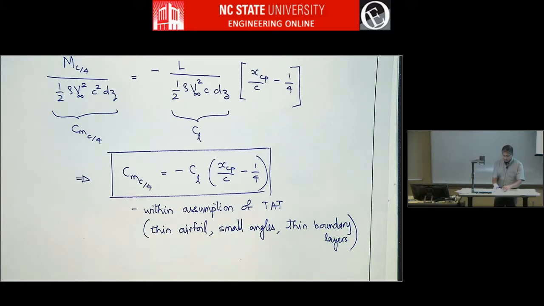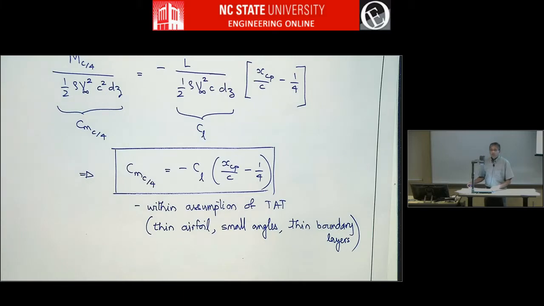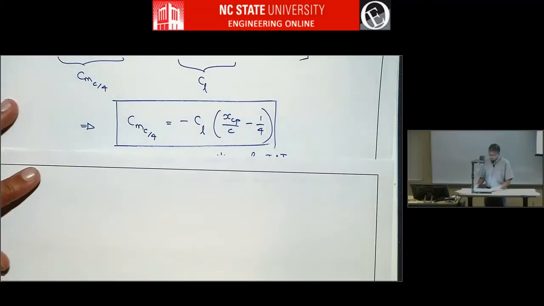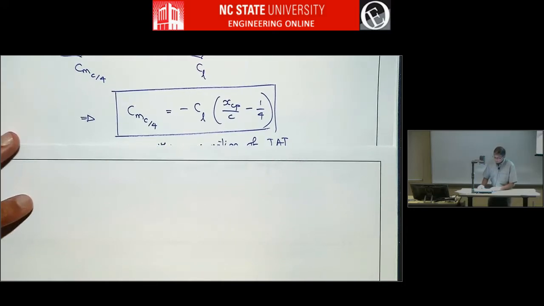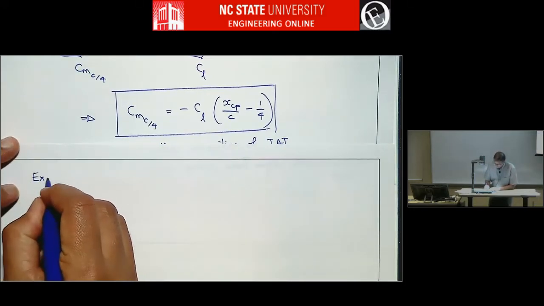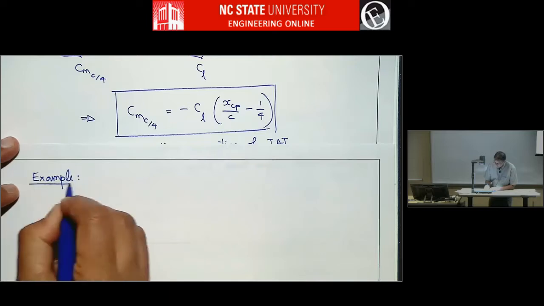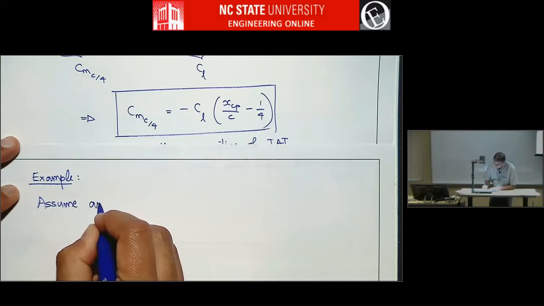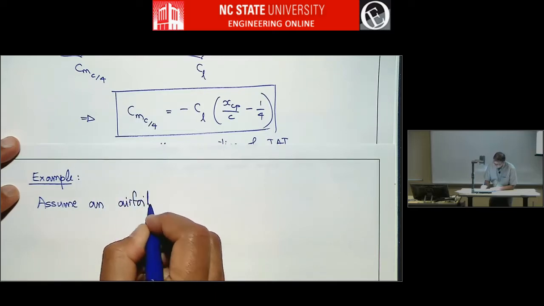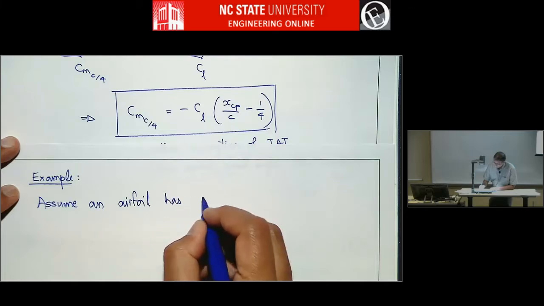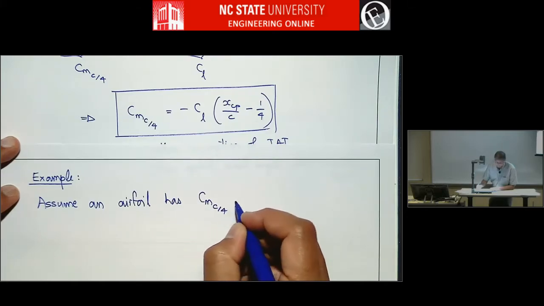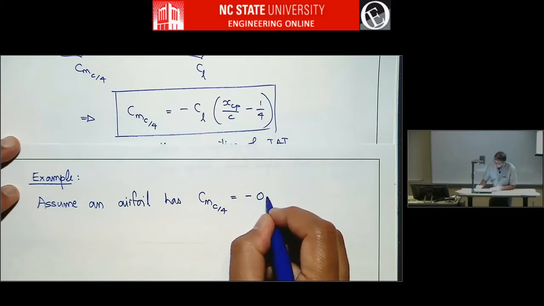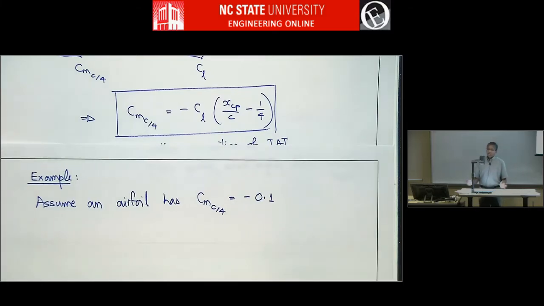Let's put some numbers for a sort of typical airfoil and see what we are going to get. I'm going to ask you to take a minute to work on this. So let's take an example airfoil. Assume an airfoil has a pitching moment coefficient about the quarter chord of minus 0.1. And if you look at experimental data for some typical airfoils, this is very reasonable.